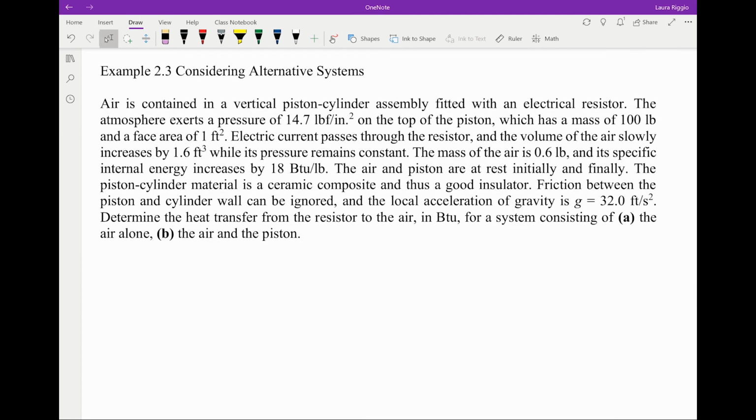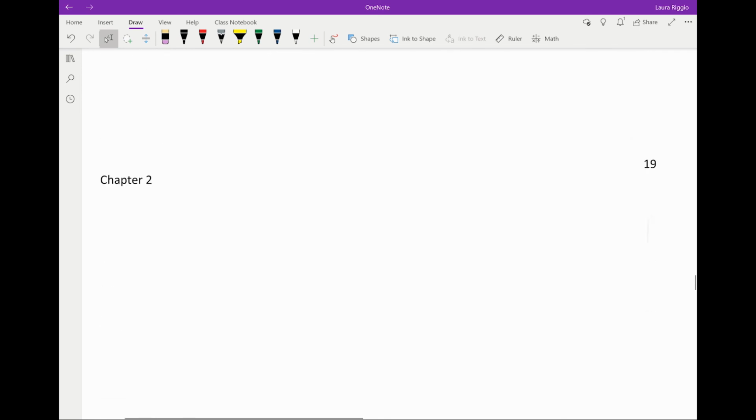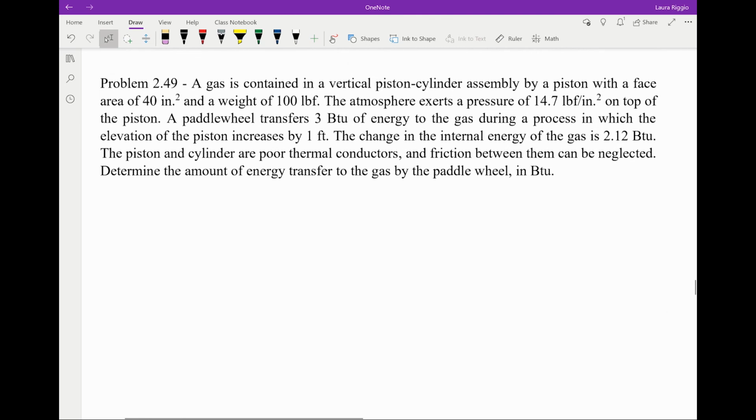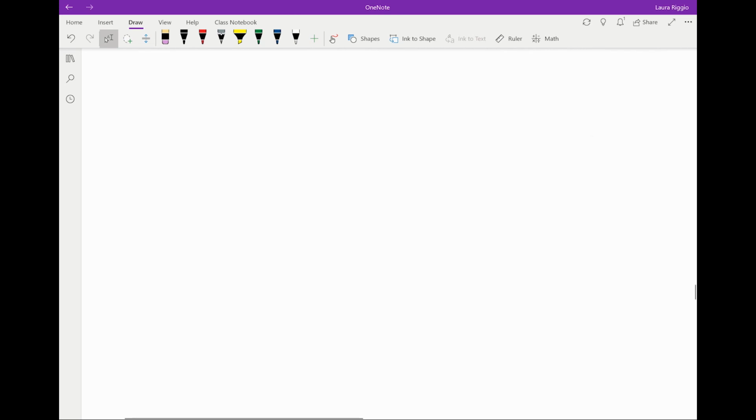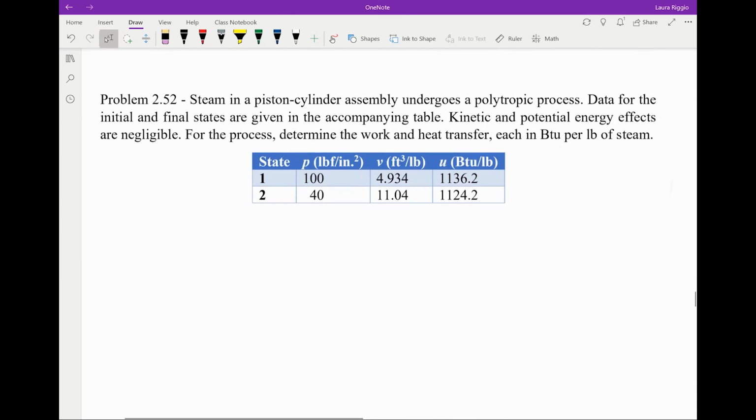There's an interesting example in the textbook as well as in my notes about what happens if you consider alternative systems when defining your problem and how it affects how you solve your problems. We'll go over it in class. We're going to do one last quick problem. Again, there's a lot of problems in here, and I will do some of them in class. Feel free to ask me any questions.